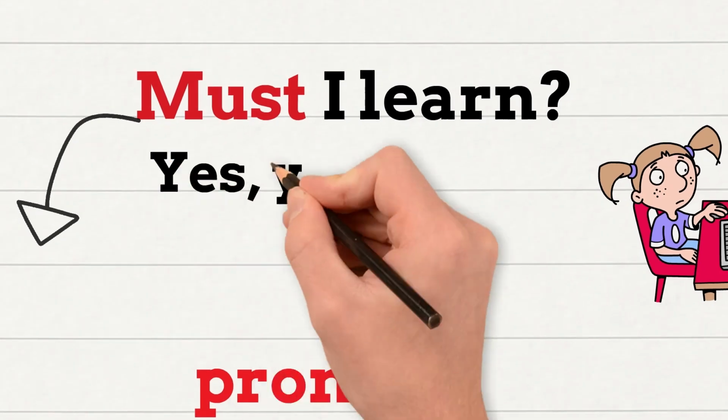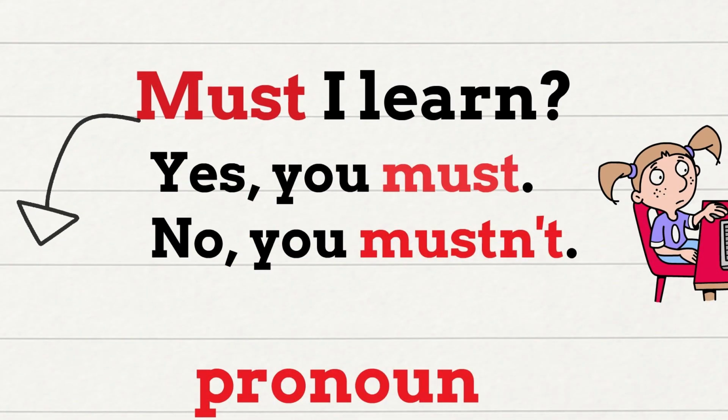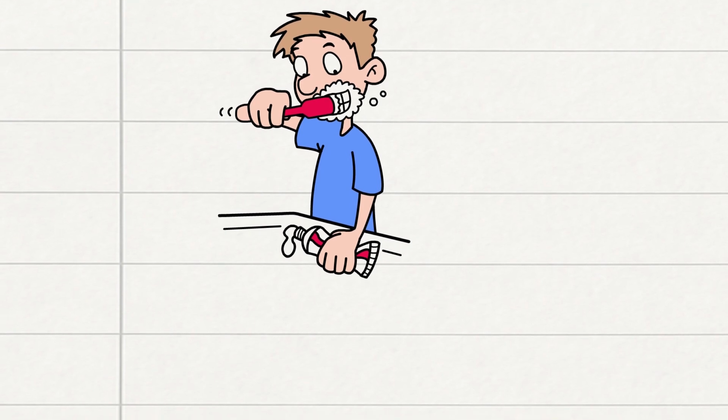And there should be an answer to the question. So if I said here, must I learn? The answer could be yes, you must, or no, you mustn't. But here, of course, we should use yes, you must. Let's take more examples for questions and answers.